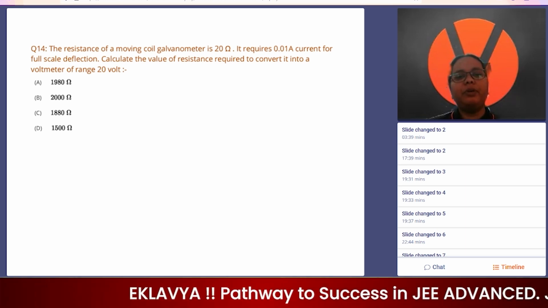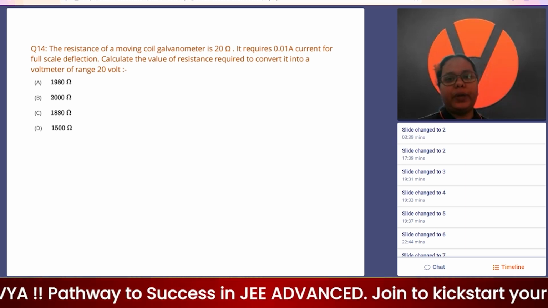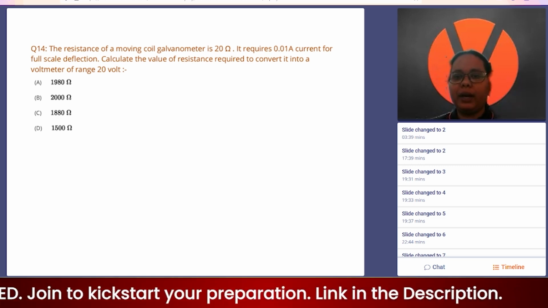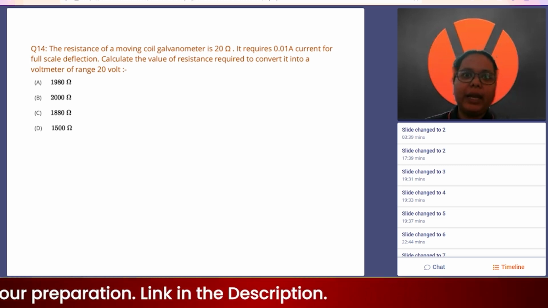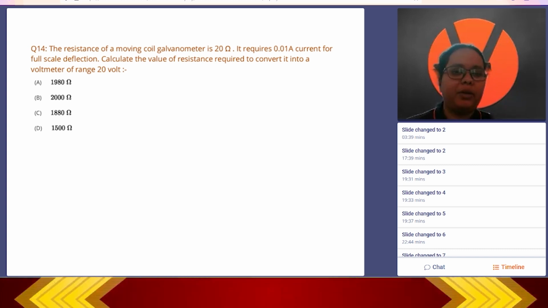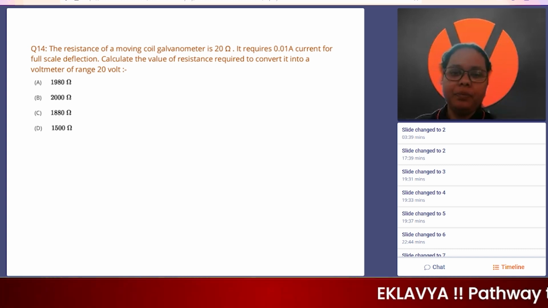The resistance of a moving coil galvanometer is 20 ohm. It requires 0.01 ampere current for full scale deflection. Calculate the value of resistance required to convert it into a voltmeter of range 20 volt.